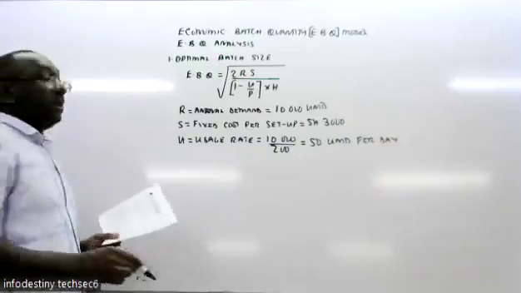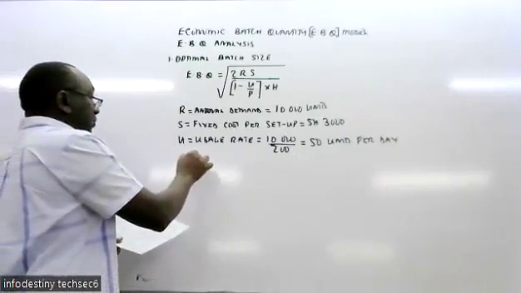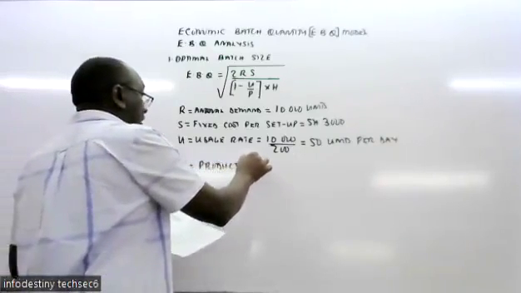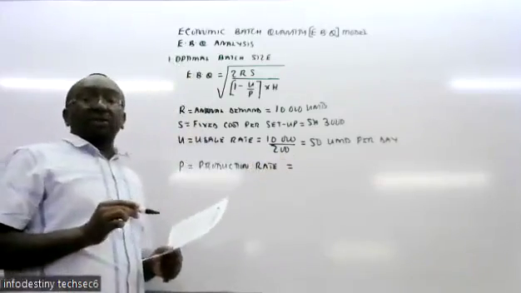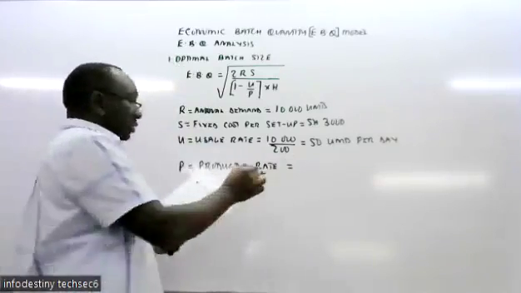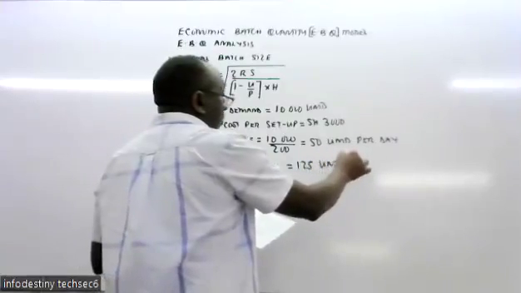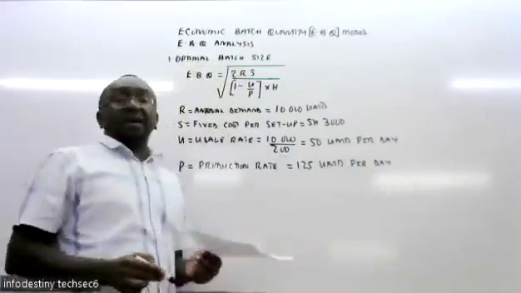We need to get P. Now this is the production rate. That one is already mentioned. It is 125 units per day.